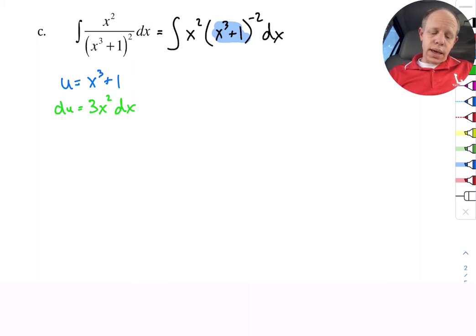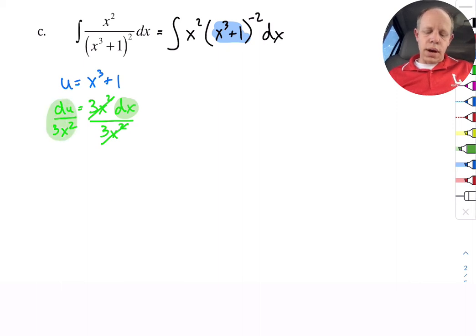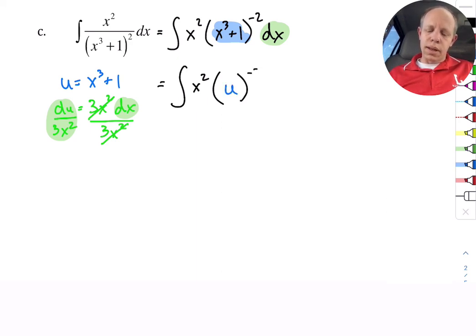I'm going to solve for dx, so I'm going to divide by 3x squared. And that will cancel there. And so what I see here is that dx is equal to du over 3x squared. And we're going to end up substituting that in right there for that dx. So I'm going to get x squared times, well, instead of x cubed plus 1, I'm going to write u. That'll be the negative 2nd power. And instead of dx, I'm going to actually write du over 3x squared.